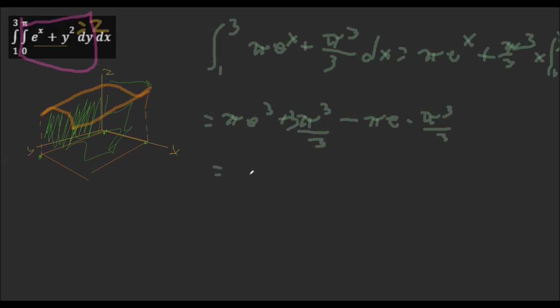And so we can say that this volume is equal to pi e cubed minus pi times e plus 2 pi cubed over 3. We could take the pi out, but I find that unnecessary. This is the final volume of our equation here.